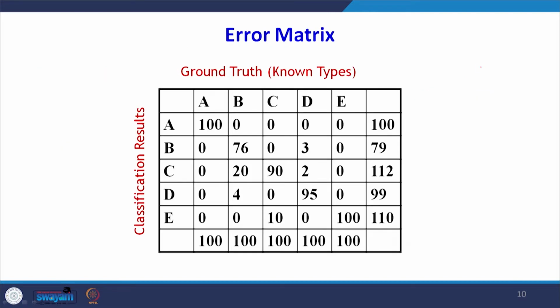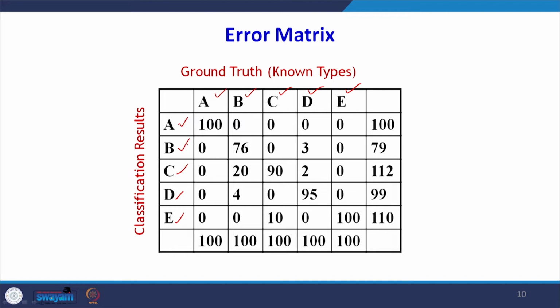Now, in the error matrix you can see that the classification results are shown in the rows, and the ground truth data is those classes A, B, C, D, E. These are the ground truth classes, they are known to us, and the results are shown in the vertical, and the classification results from the image A, B, C, D, E, they are shown in the row.